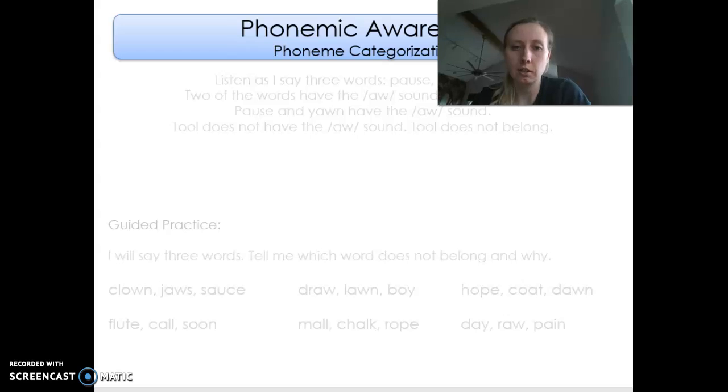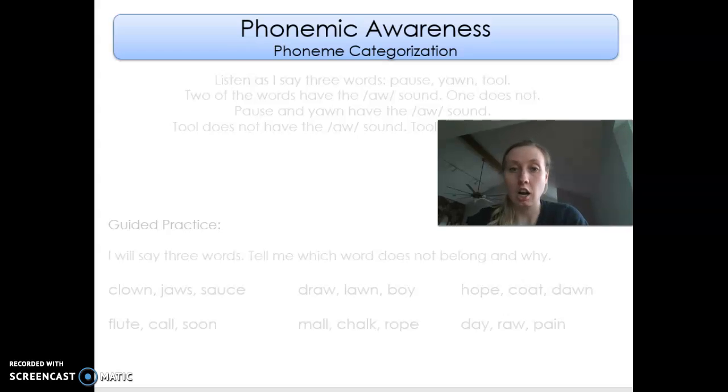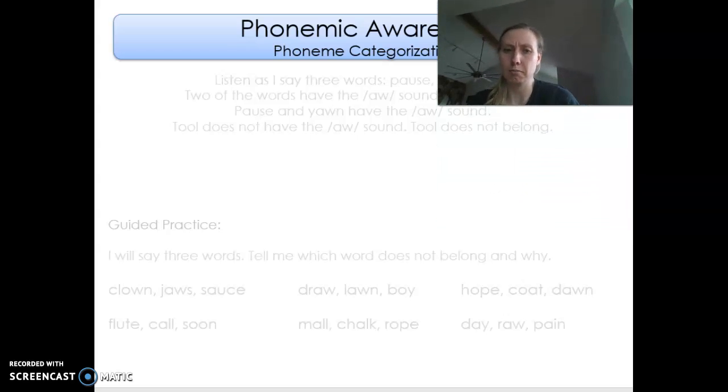So we're going to start off with some phonemic awareness. Listen as I say three words. Pause, yawn, tool. Two of the words have the ah sound. One does not. Pause and yawn have the ah sound. Tool does not have the ah sound, so tool does not belong.